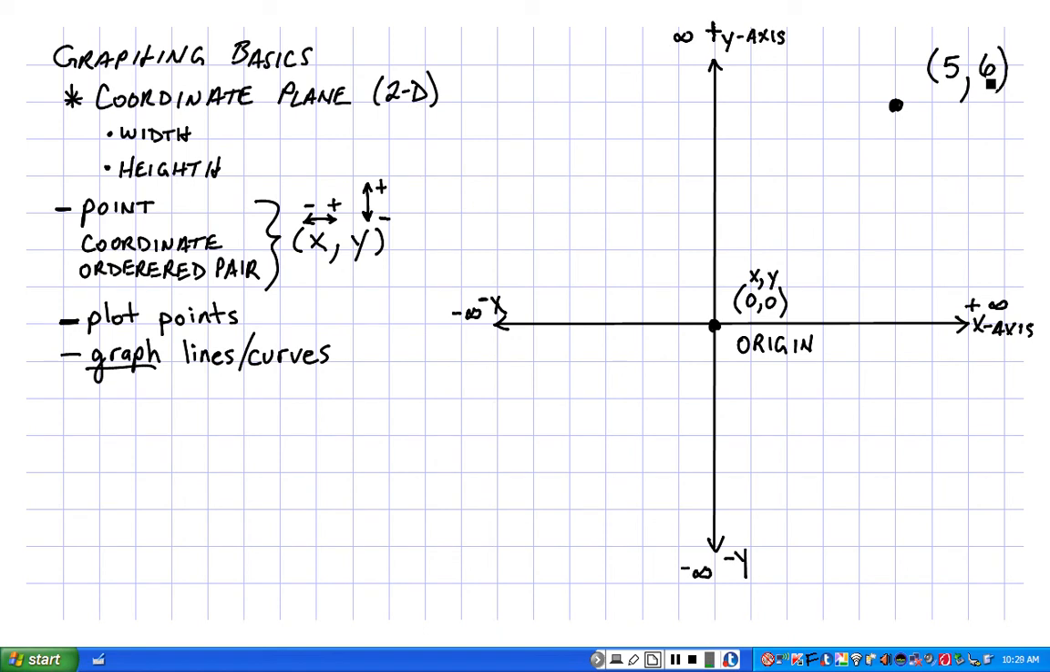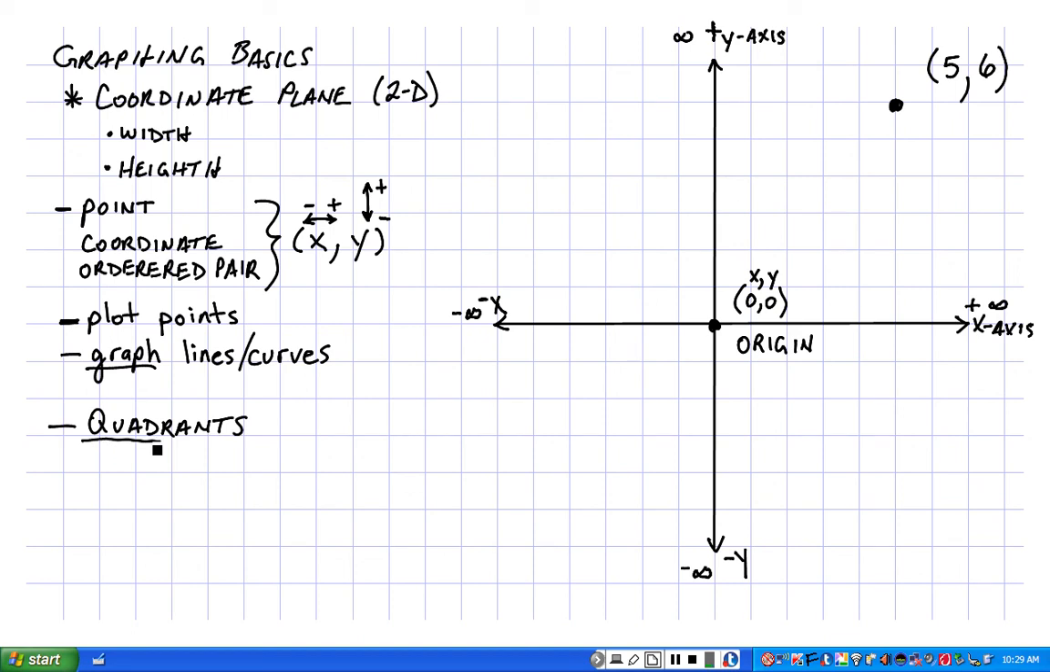Okay, so now that brings us to the next thing we want to point out. This point here had a positive 5 for the x and a positive 6 for the y. So what would be the characteristics of other points in this area? Now that introduces our next term, which is quadrants. Quad meaning 4, quadrants.